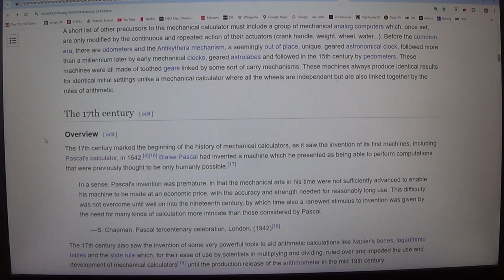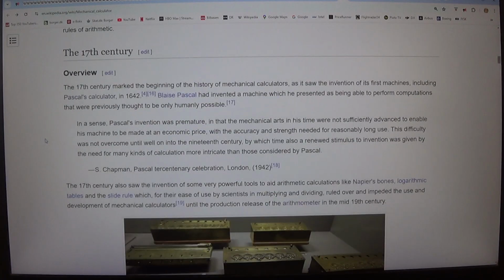These machines always produce identical results for identical initial settings, unlike a mechanical calculator where all the wheels are independent but are also linked together by the rules of arithmetic. The 17th century. Overview. The 17th century marked the beginning of the history of mechanical calculators, as it saw the invention of its first machines, including Pascal's calculator, in 1642.